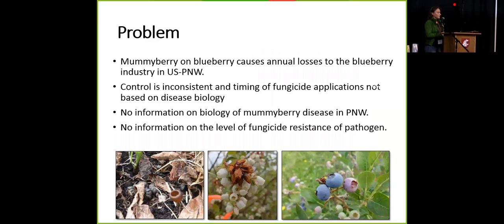So what is the problem with mummyberry? It's causing annual losses for the blueberry industry in the Pacific Northwest. Control options are available for both the conventional and the organic industry, but the results are inconsistent, and the timing of fungicide applications is calendar-based and not based on the disease biology, which could be a reason that the control is not efficient at this stage. Only a little bit of disease is sufficient to lead to dramatic losses in later years.